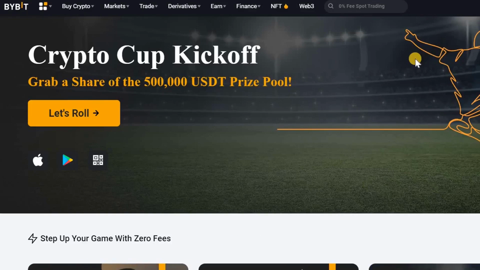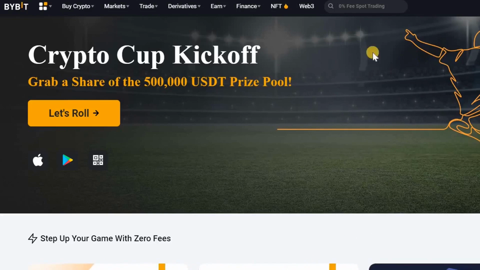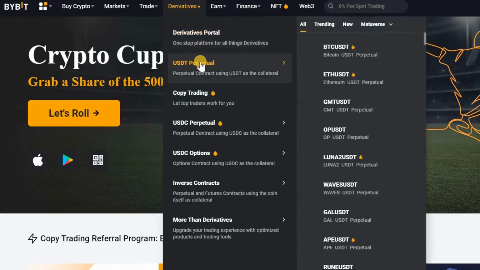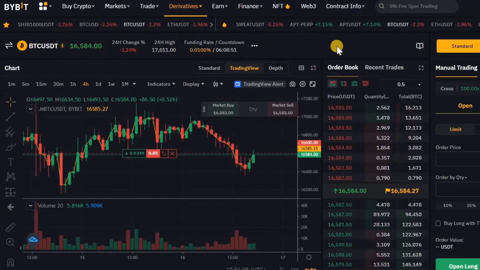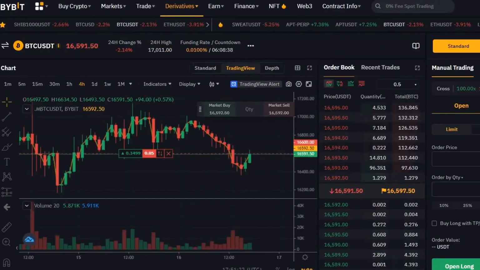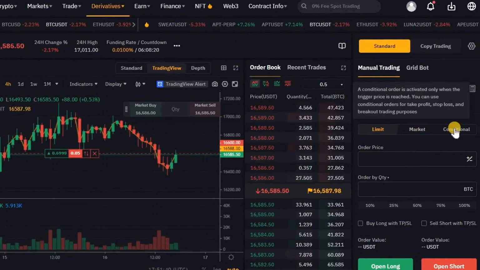If you want to place your trade, upon confirmation, right here I am going to go over to derivatives. This section, click on USDT perpetual and select the coin you want to trade. This right here is where I am going to enter a long position or a short position. If I go over to the right hand section, you can see right here, I can either enter a limit order, a market order, or a conditional order.